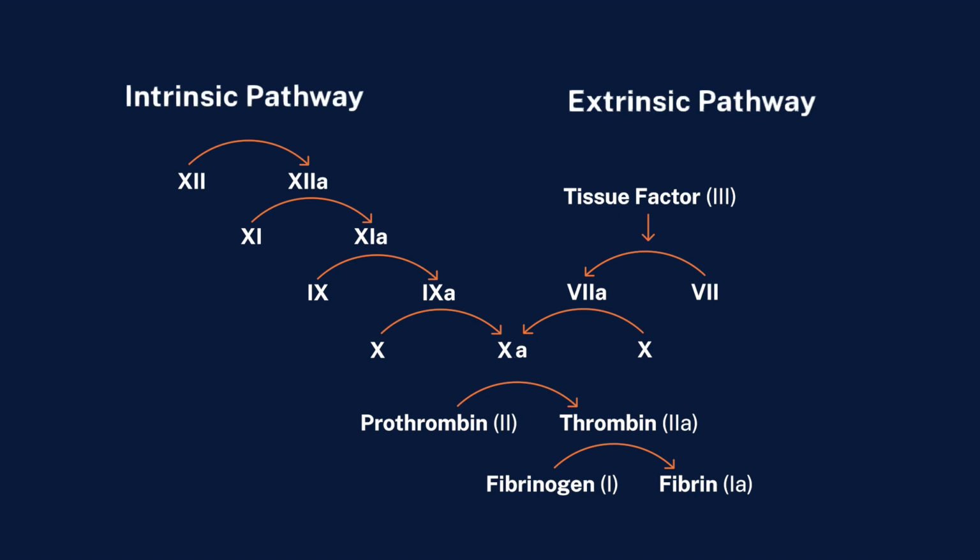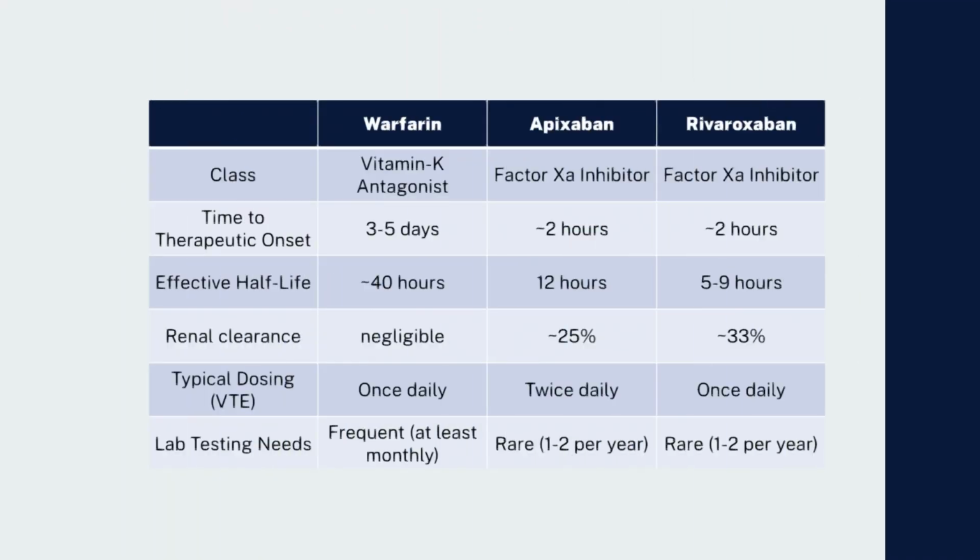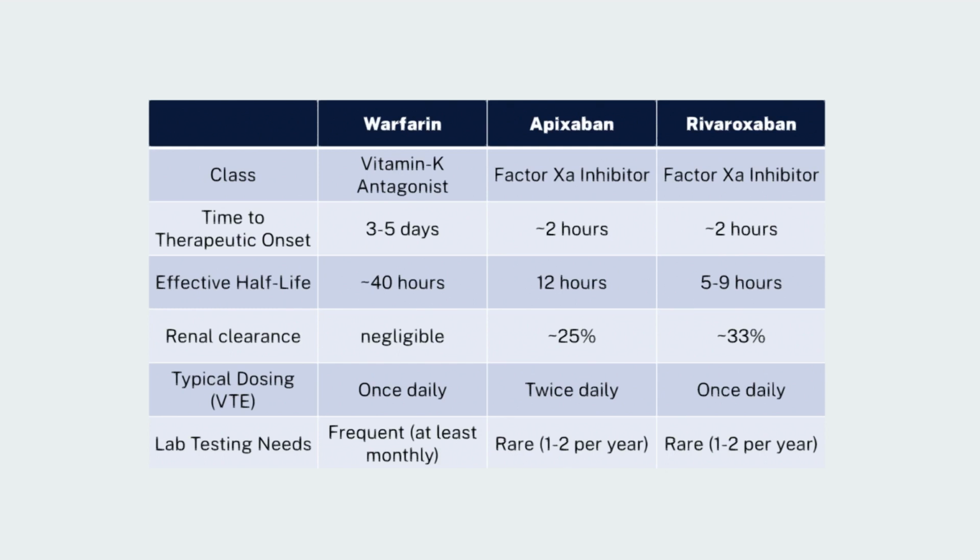That's very different from both apixaban and rivaroxaban. These are very specific direct inhibitors of factor 10A. That's why we call them factor 10A inhibitors or direct oral anticoagulants. They come right there where those two arms of the coagulation cascade come together and prevent the conversion of prothrombin into thrombin. Let's look at some of the differences and similarities between each of these three drugs. So we're going to compare warfarin, apixaban, and rivaroxaban.